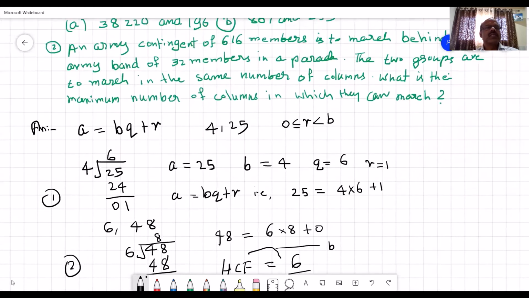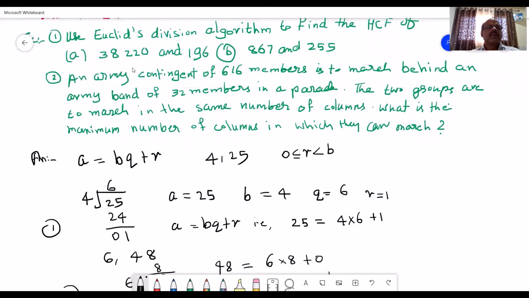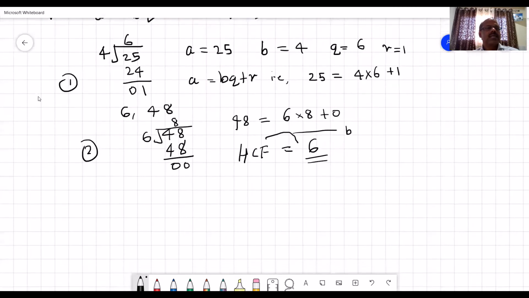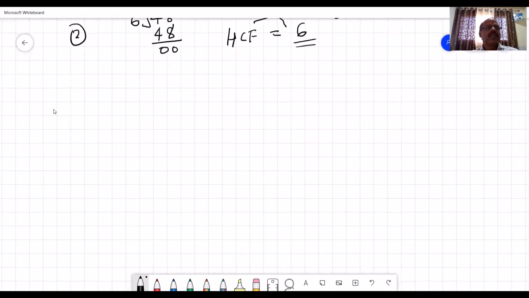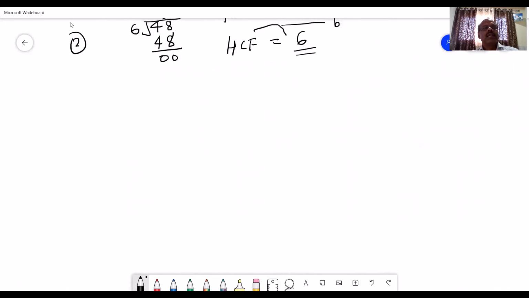Now let us come to the question. In the first question, it is 38,220 and 196. Let us solve that question first. We have to find the HCF of these two numbers with the help of Euclid's lemma.